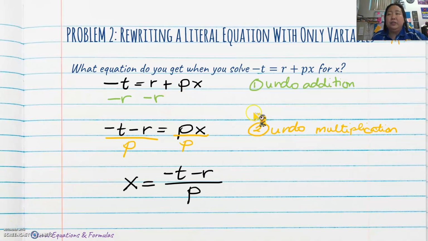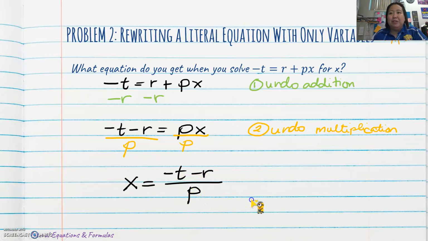So again, as you can see, we need to undo addition first. And so we have that minus r. And so that will leave us with px. We only want x to be alone, so we have to undo the multiplication. And so the value of x using all the remaining variables will be negative t minus r over p.